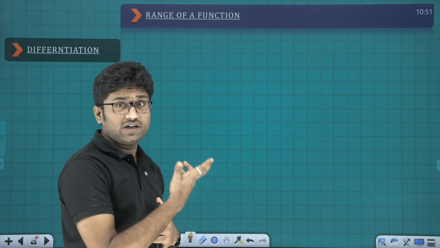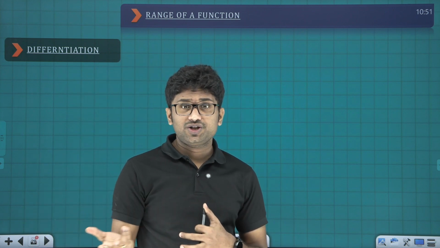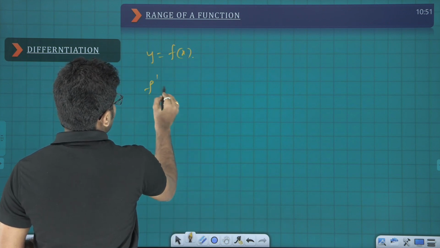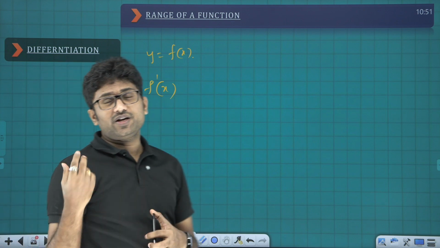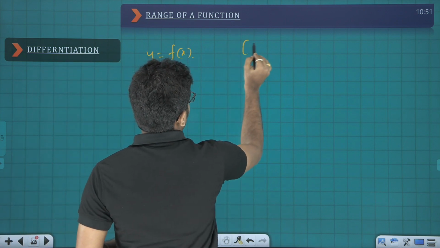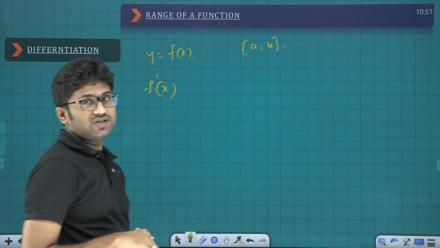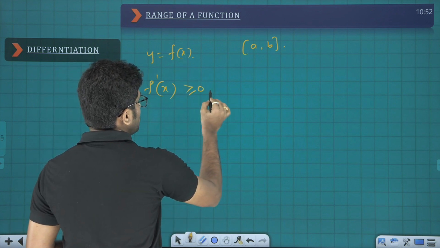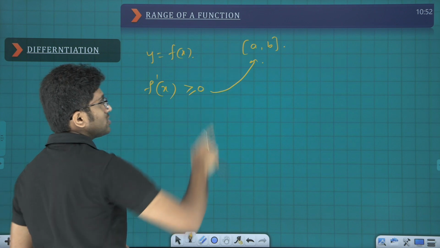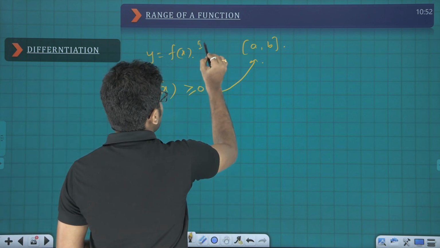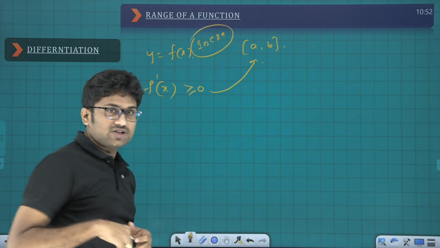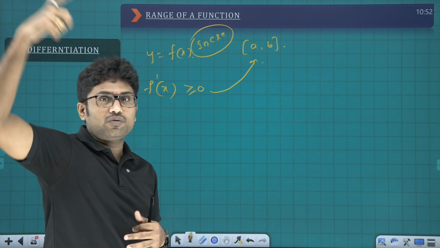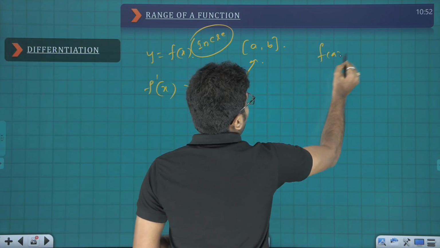Next, differentiation. We did it in differential calculus. By using differentiation, what we do? For a given function y is equals to f of x, we differentiate it to get f dash x. Suppose they are asking us to find the range of the function f of x in some closed interval [a, b]. We find f dash x, and if f dash x is greater than or equals to 0 in this region, that means f of x is increasing. If it is increasing, that means for the lesser input you get lesser value, for the higher input you get more value. So the range will clearly be from f of a to f of b.